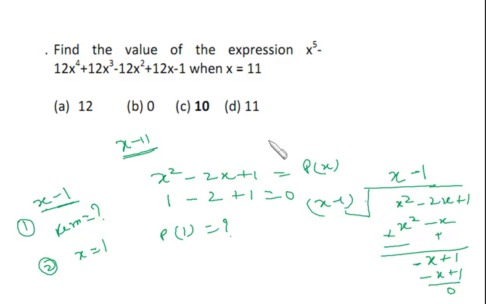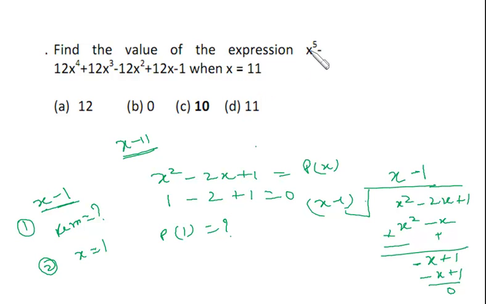So instead of putting 11 in this entire expression, 11 raised to 5, 11 raised to 4, multiplied by 12 and so on, I can simply divide this expression by x minus 11, and whatever remainder I get will be the value of this expression when x is equal to 11. If you are confused at any stage, take some more examples, apply both concepts, and check whether you get the same answer. So whatever is the remainder on dividing by x minus 11, that will be my answer.